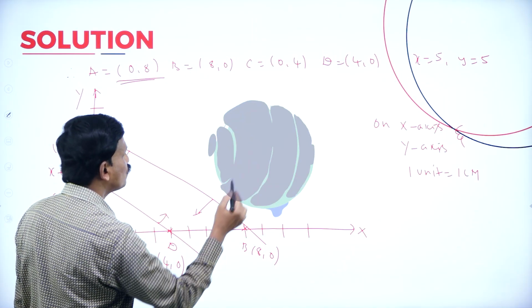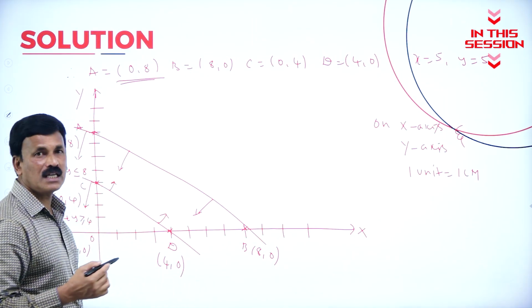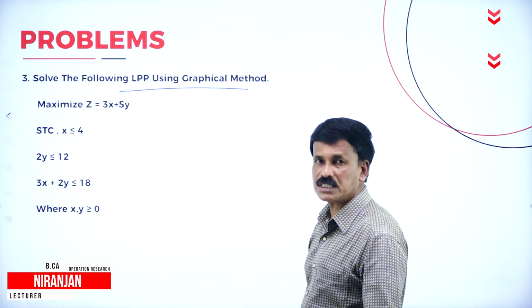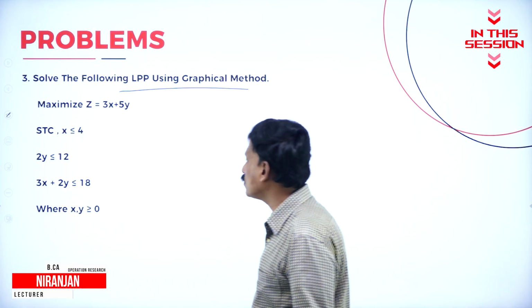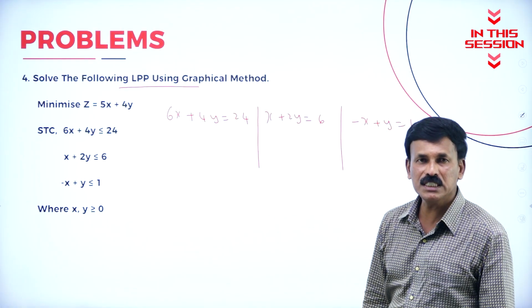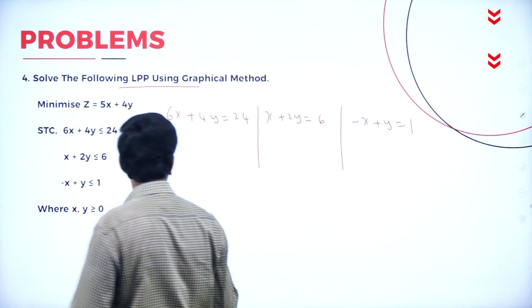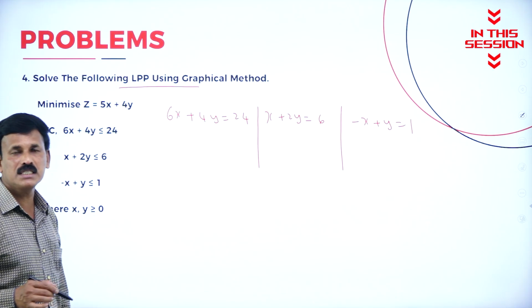x is equal to 5. x is equal to 5 means a line which is parallel to the y-axis. And non-negative restrictions, x is greater than or equal to 0 and y is greater than or equal to 0. The first step is to convert the inequalities into equalities and find the values of the points A, B, C, D.